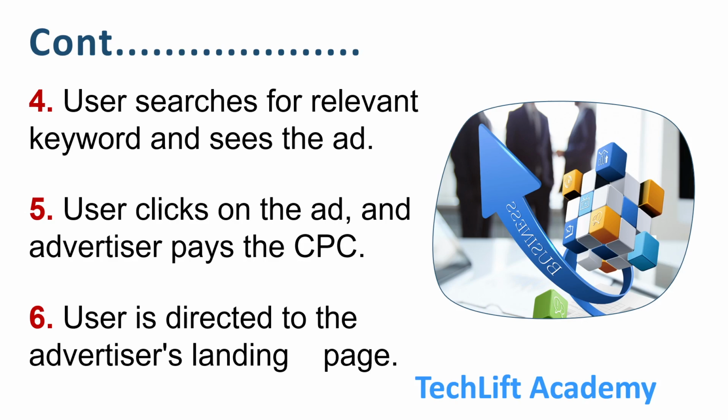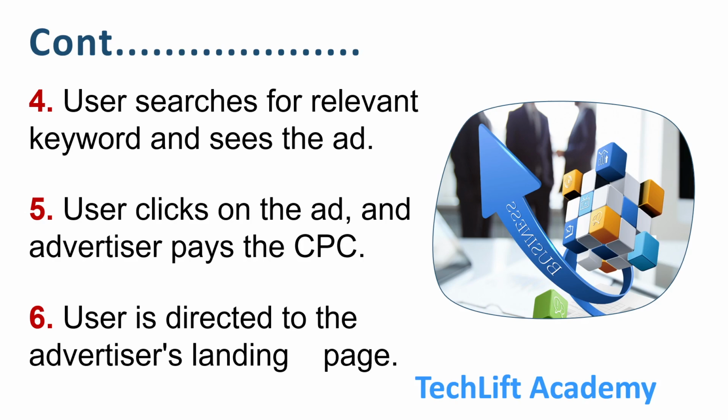Then the user clicks on that ad. They have seen the ad, so they click on it, and at the moment they click on it, the advertiser makes payment. The company makes payment for that advert because it is pay per click. The moment someone clicks on it, the company that has advertised gets its payment from the advertiser.